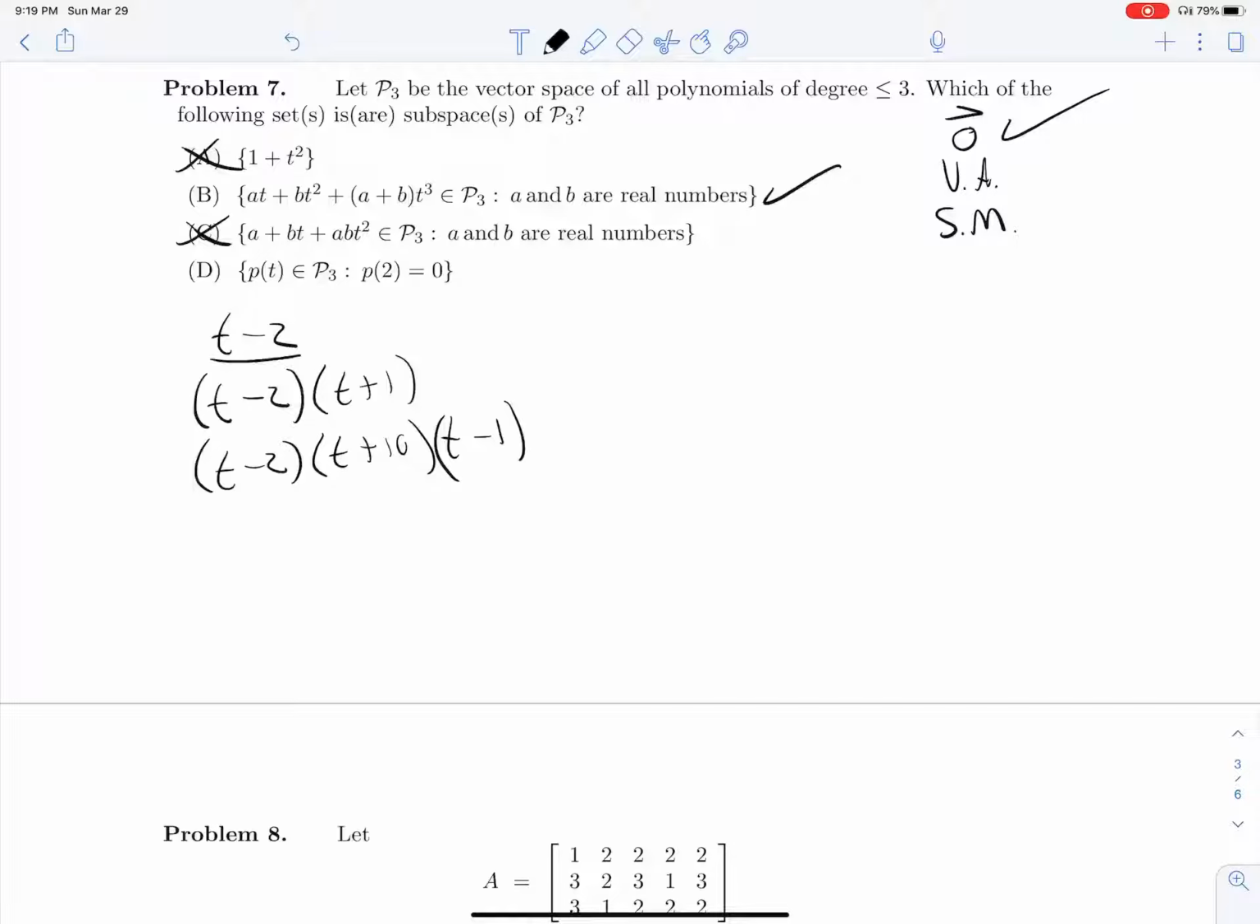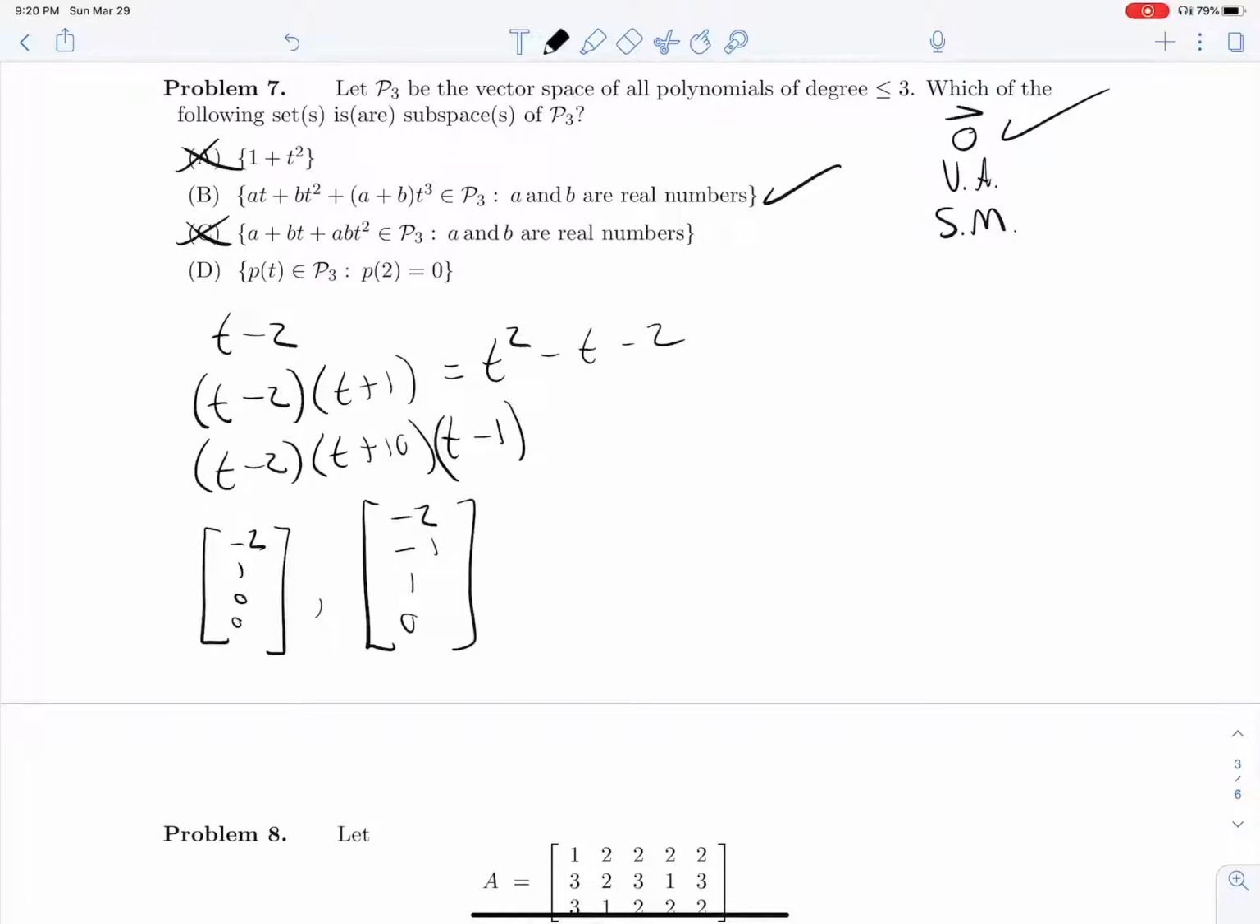So this first guy here can be expressed as the span of -2, 1, 0, 0, where we're taking all those components out. This guy right here, t squared minus t minus 2, we could express this as -2, -1, 1, 0.